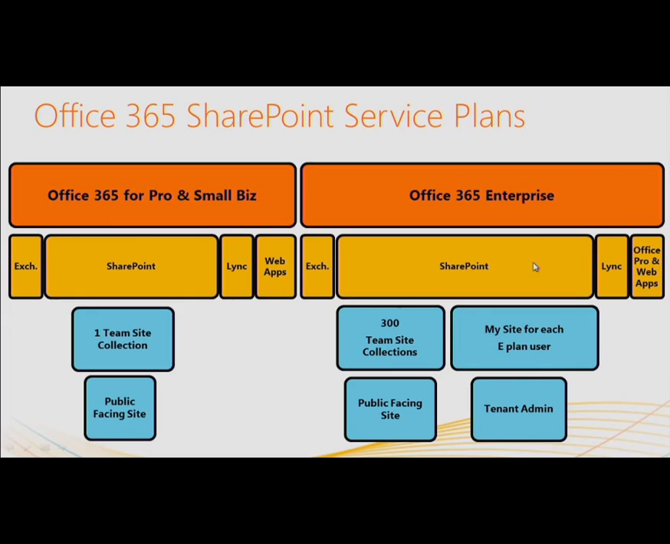presentation to see the differences between the SharePoint service plans, as we said. If we are talking about Office 365 Plan P, for professionals and small business, SharePoint is included, but in SharePoint for small business, you can have only one team site collection, for example, and just one public-facing site. Instead, if you are using Office 365 for enterprises, you can have up to 300 team site collections. You will have the My Site, as we said before. You will have one public-facing site again here, and you also have the admin console to manage SharePoint Online. We will talk about it later when we see another demo about the admin console of SharePoint Online.